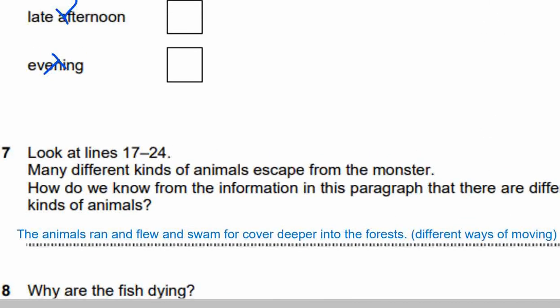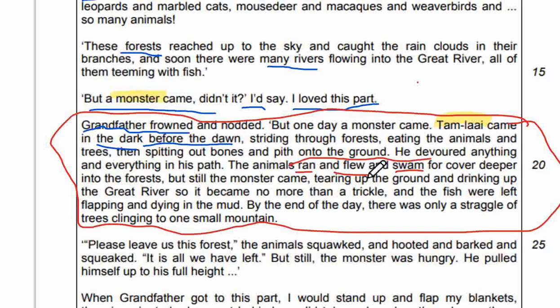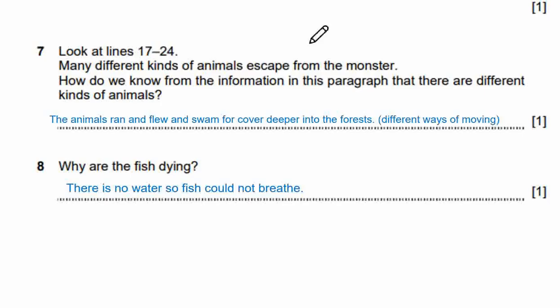All right, let's move to question 8. Why are the fish dying? The keyword is fish dying. Let's find the word fish. The fish were left flapping and dying in the mud. So the great river became no more than a trickle. It means the water wasn't there. So there's no water and the fish couldn't breathe. Timlag was drinking up all the water. Let's type that answer. Question 8, why are the fish dying? There is no water, so fish could not breathe.